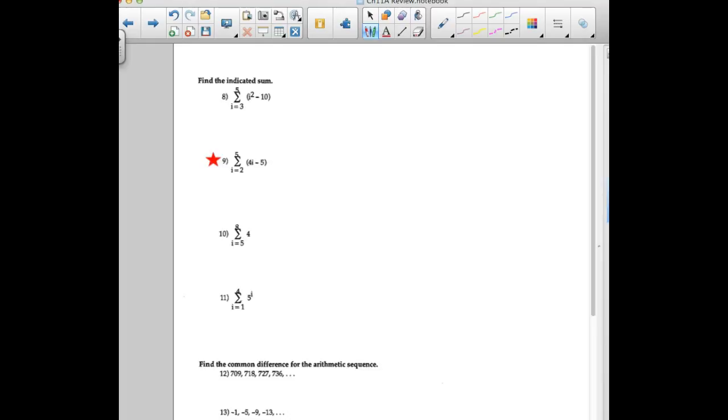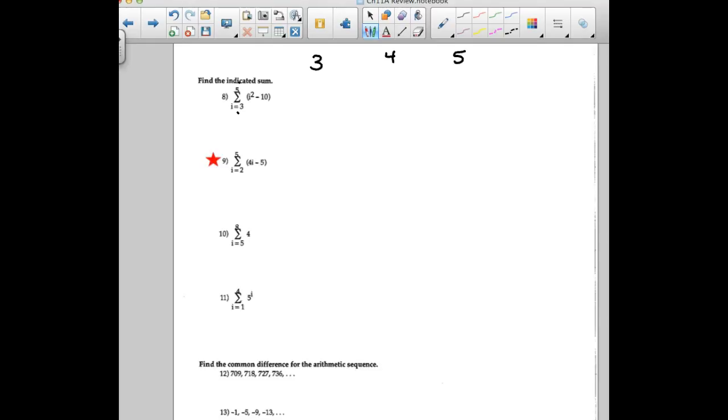So in this first example here, question 8, i to the second power minus 10. It does not fit an arithmetic or a geometric formula. So we have to actually create the numbers in our sequence and then add them up. Notice we are starting with a 3 and we're stopping with a 5 for our i value. So we're really summing the third term, the fourth term, and the fifth term.